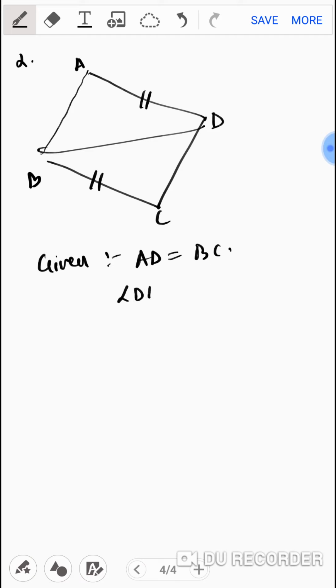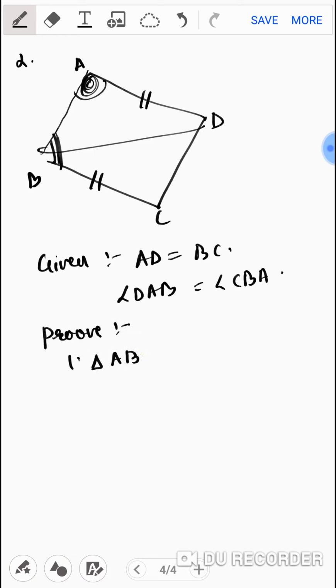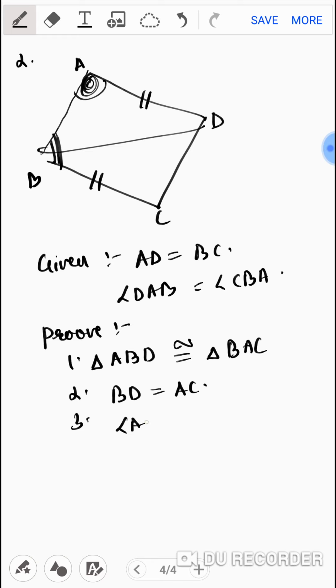And it is also given DAB is equal to CBA. So we will write DAB is equal to CBA, this full. Further you have to prove. So what you have to prove, you have to write. First you have to prove triangle ABD is congruent to triangle BAC. So whatever is given to you, you have to write. Point 2, you have to prove BD is equal to AC. Point 3, you have to prove angle ABD is equal to angle BAC.